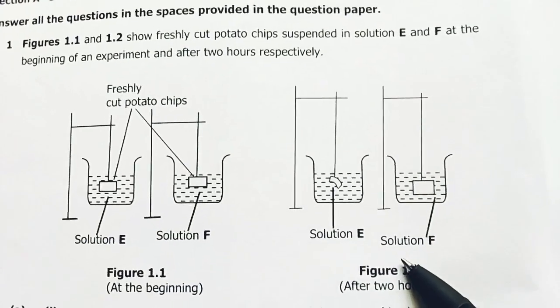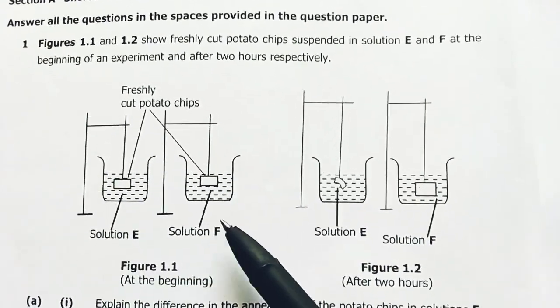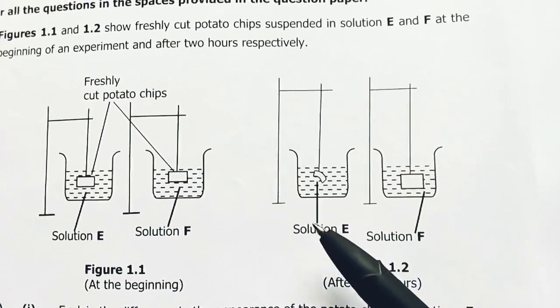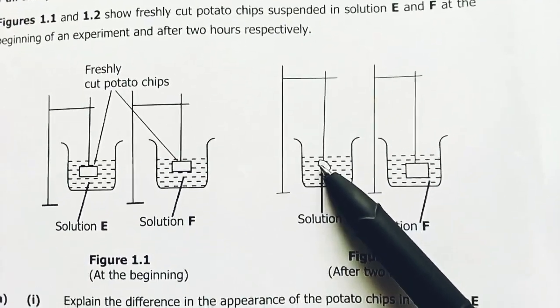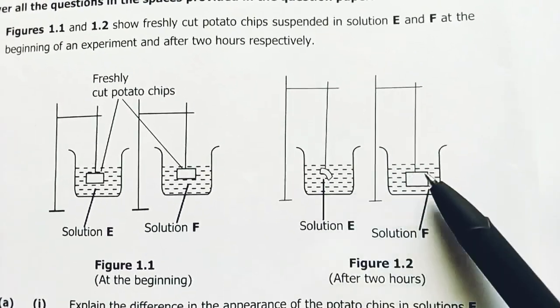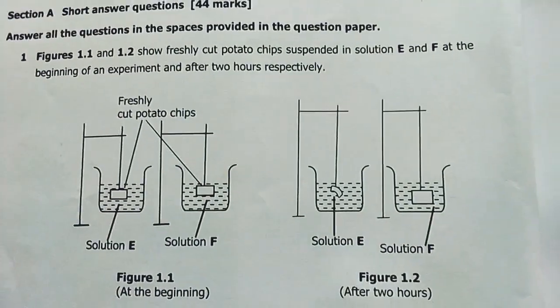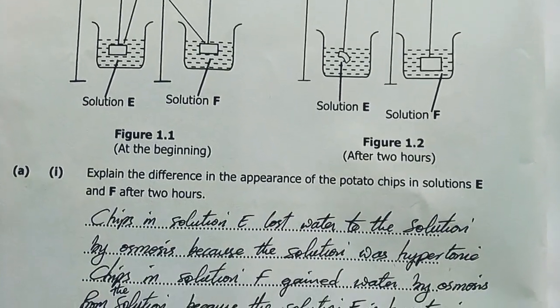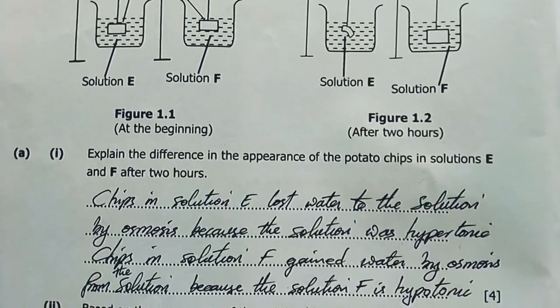That's 1.1, 1.2. They are equal amounts of solution E, solution F. Yes, potato chips at the beginning. After 2 hours, solution E, solution F. Yes, they appear to be of equal amount, but the size of the potato chips, this one is bigger, this one is smaller compared to their initial sizes. So A1, explain the difference in the appearance of potato chips in solution E and F after 2 hours.